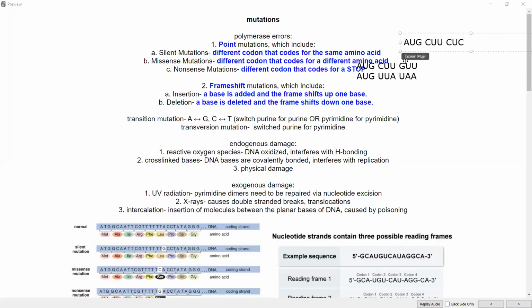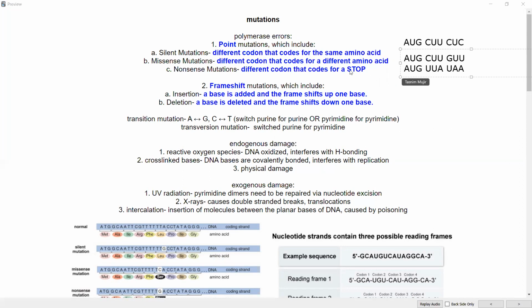Okay, yeah. So point mutations: a different codon that codes for the same amino acid is silent, a different codon that codes for a different amino acid is missense, and a different codon that codes for a stop codon is nonsense. So you can see why silent is silent, because it doesn't do anything. A missense makes a small mistake. Nonsense, we screwed up the whole protein. So those are point mutations.